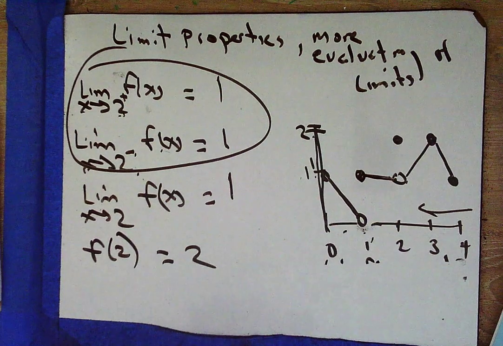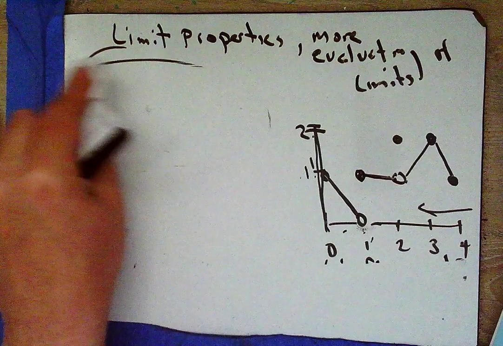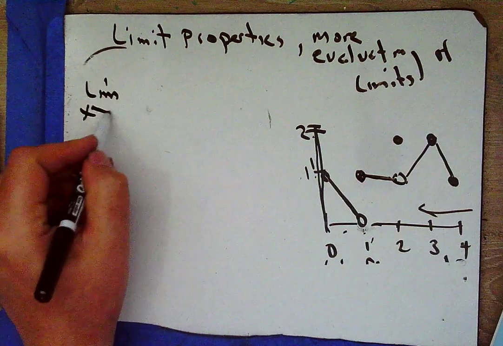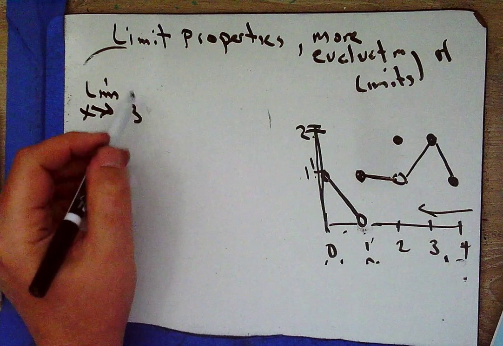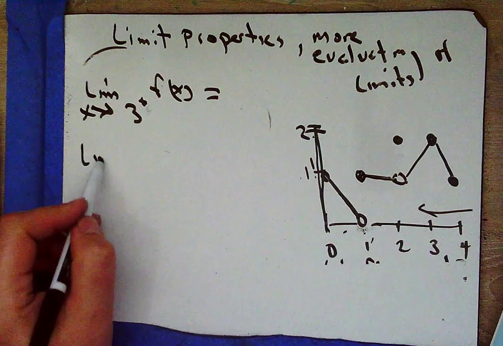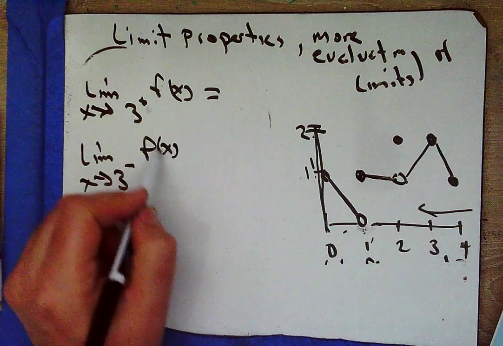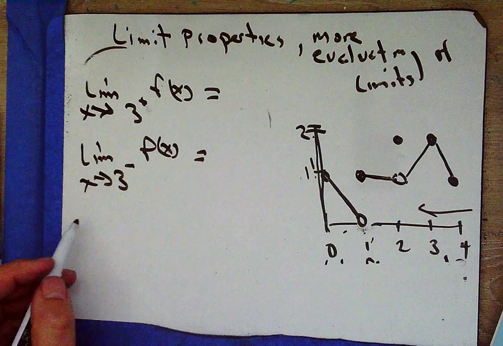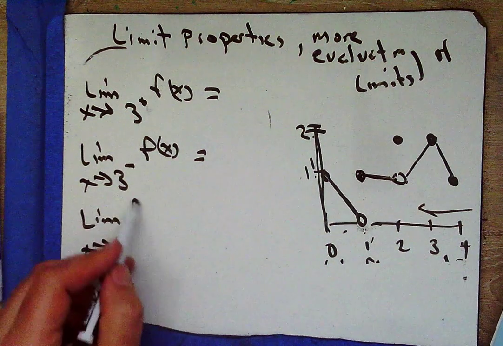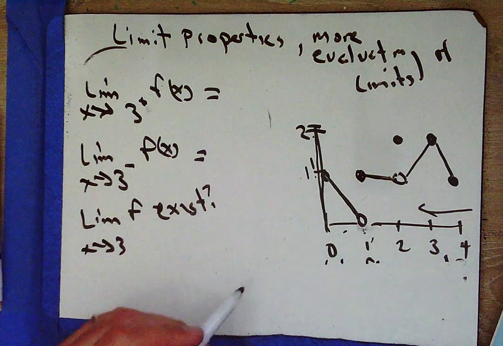Okay? How about we do one more? Maybe 2. The limit as x heads to 3 from the positive side. The limit as x approaches 3 from the negative side. What do you get? And does the limit as x approaches 3 exist? Why or why not?